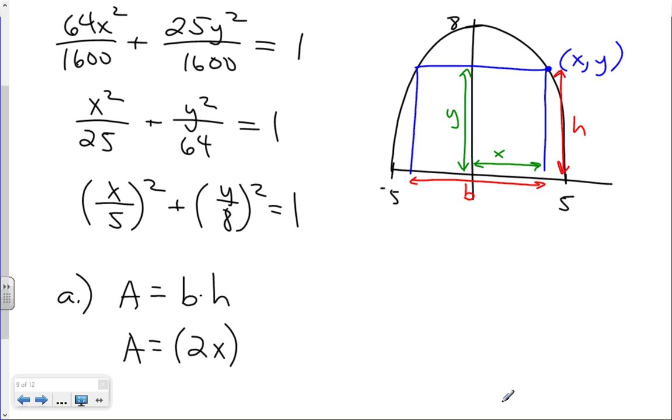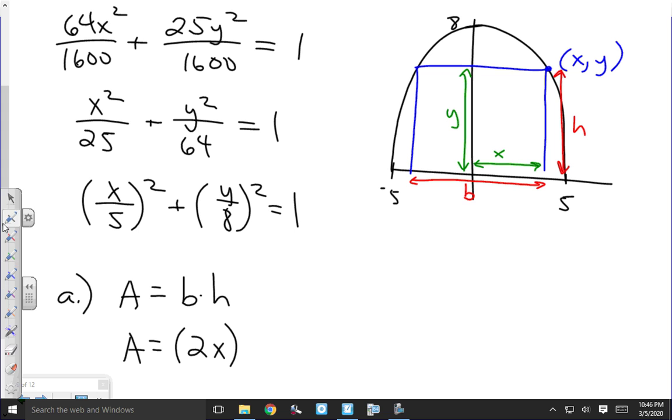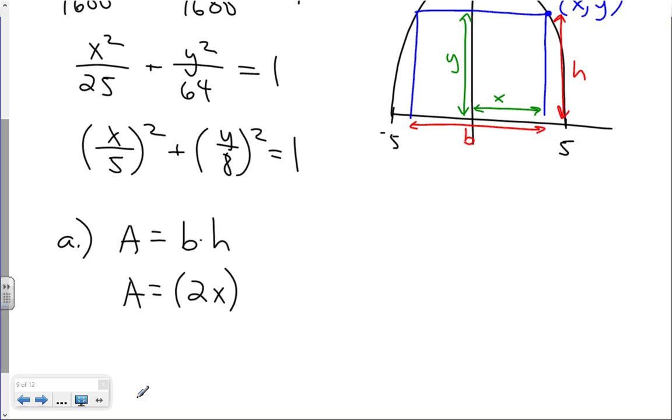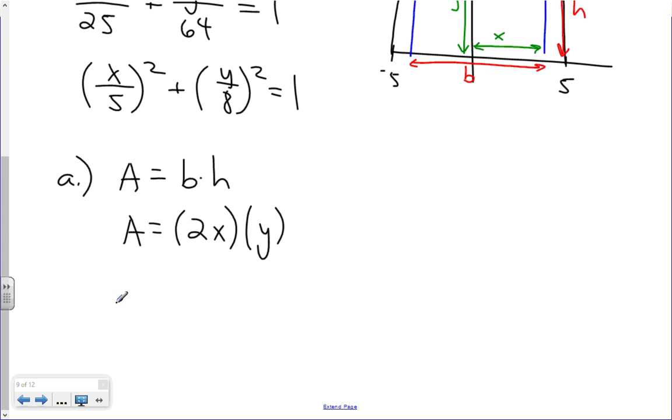So that's the same as the height. So I can replace the height in here with y. And so my equation here for the area is equal to 2x times y. All right, step 1 done, or part A is done.